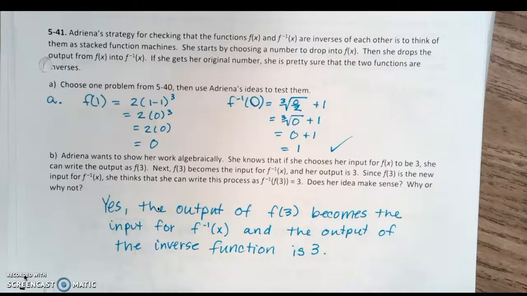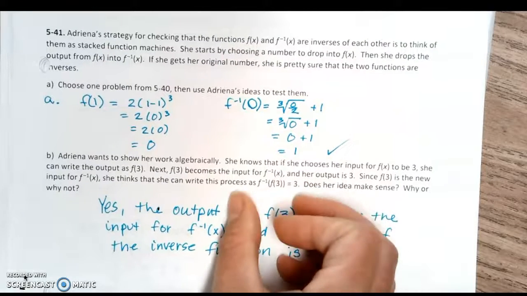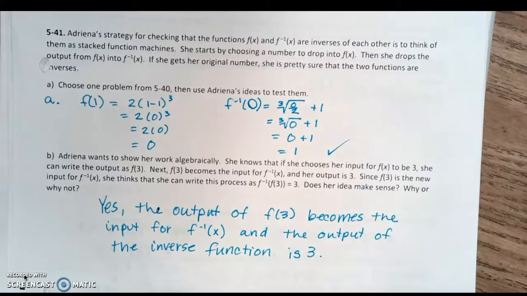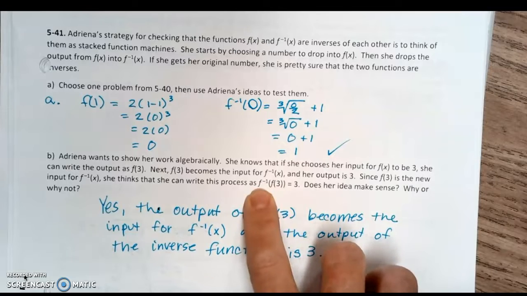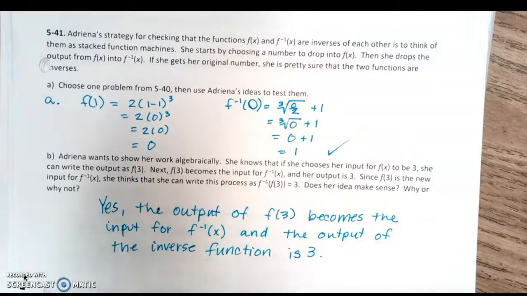She actually plugs the original function into the inverse function. So she's plugging it inside of the inverse, the original function, and she gets out 3. Does that make sense? Yes, you can technically do that. The output of f of 3 becomes the input for the f inverse function, and the output of that inverse function is 3. So it's like inside, you want to work from the inside out. You would do the f of 3, get the number, plug it into the f inverse, and 3 was originally what she plugged in, so that's what you get out.